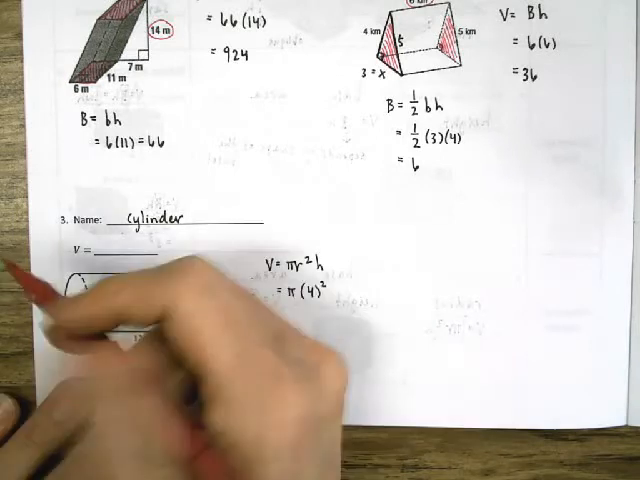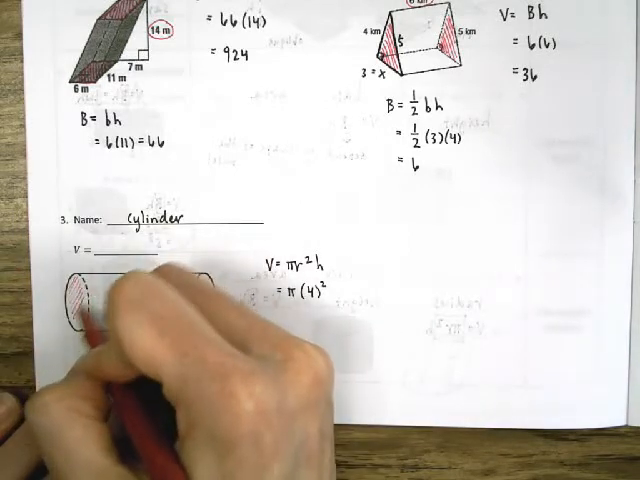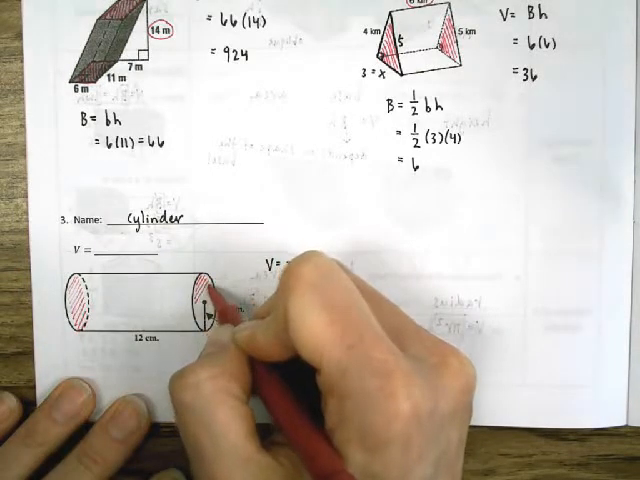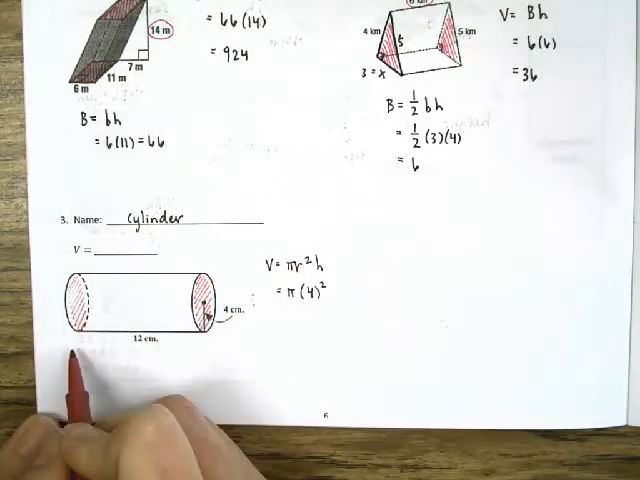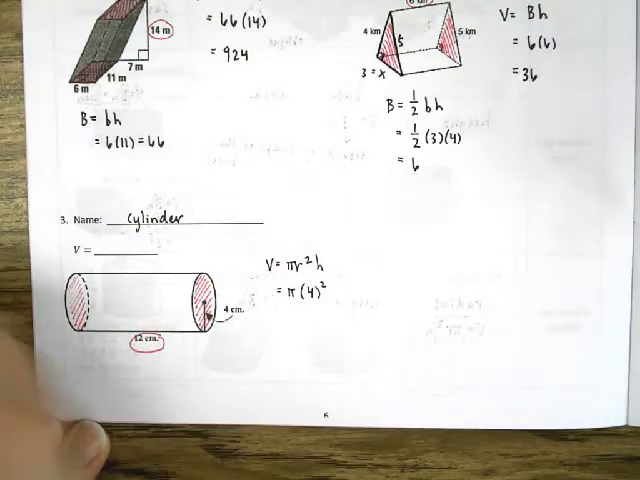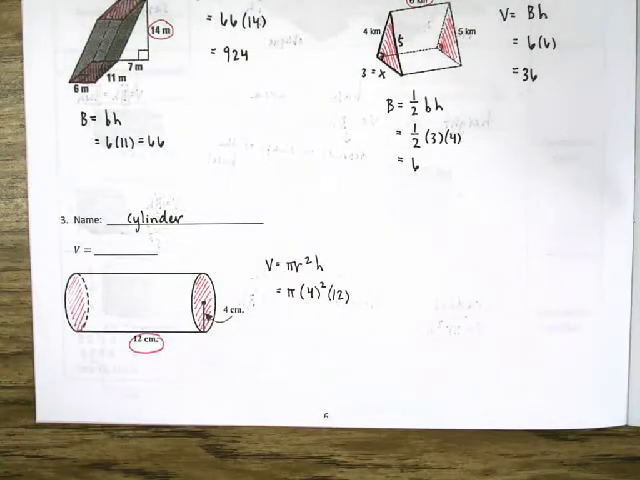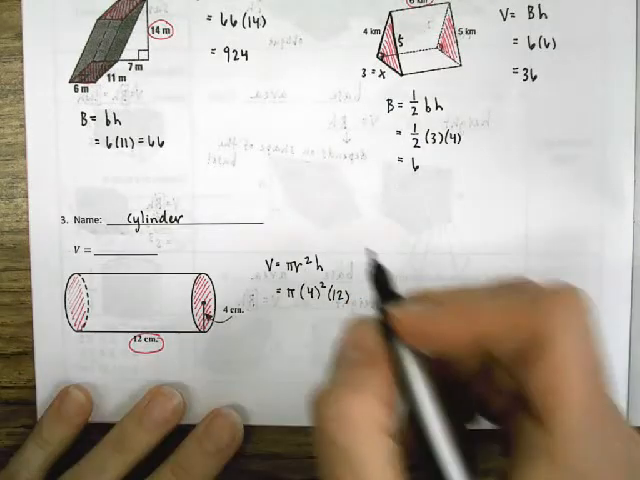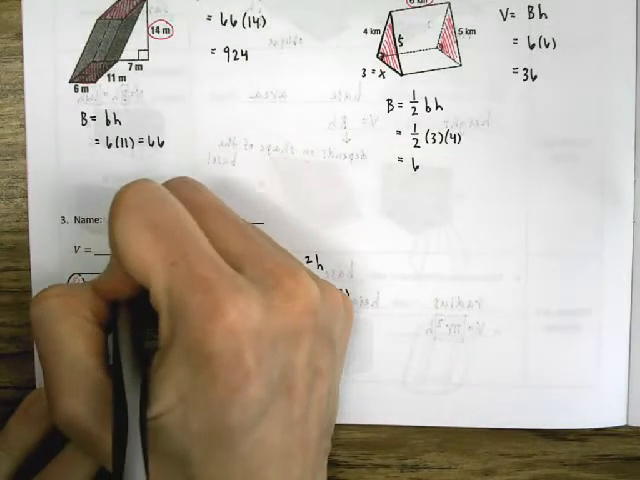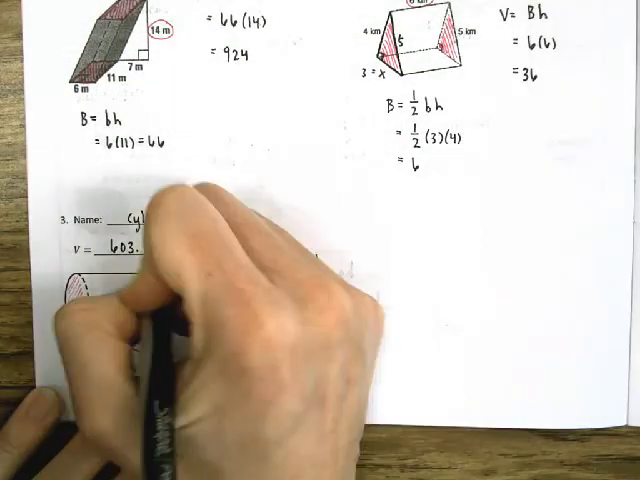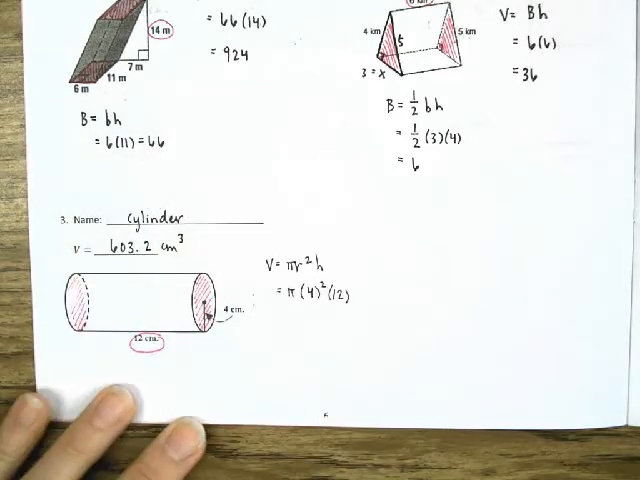Now, our bases here are these two circles. The height, we said, is the distance between those bases, which is the 12 that's right there. And since this said to round to the nearest tenth, I'm just going to put all of this in my calculator at once. And I get, let's see, to the tenth, 603.2 cubic centimeters.